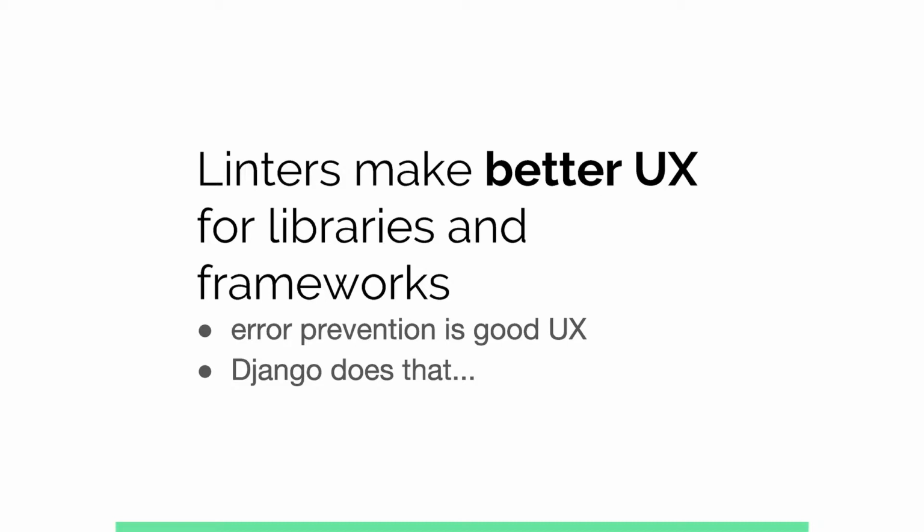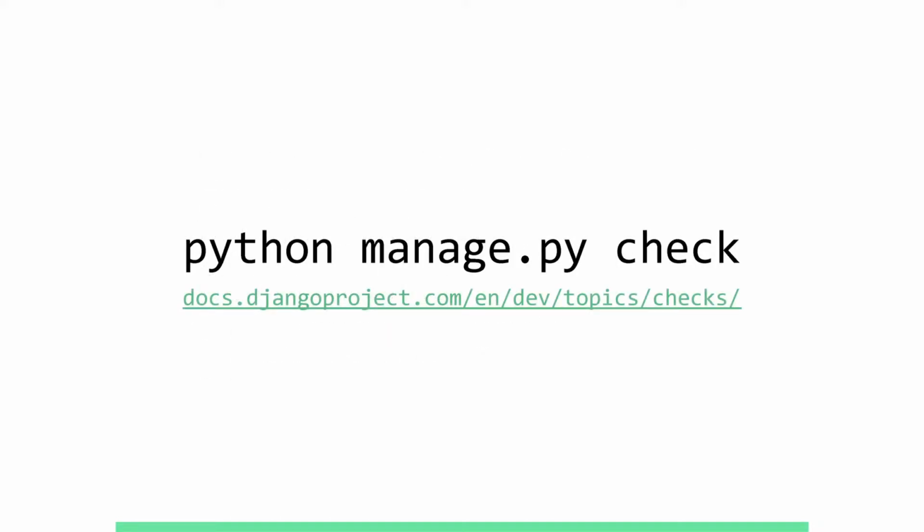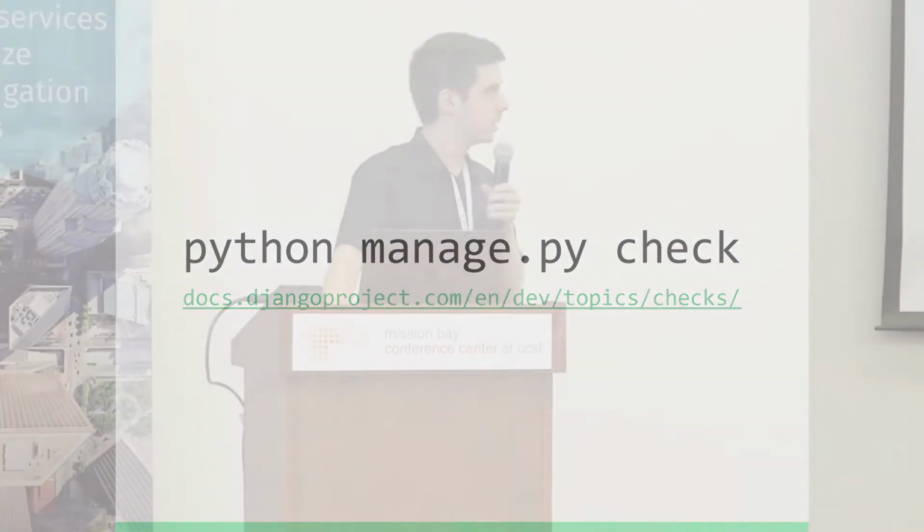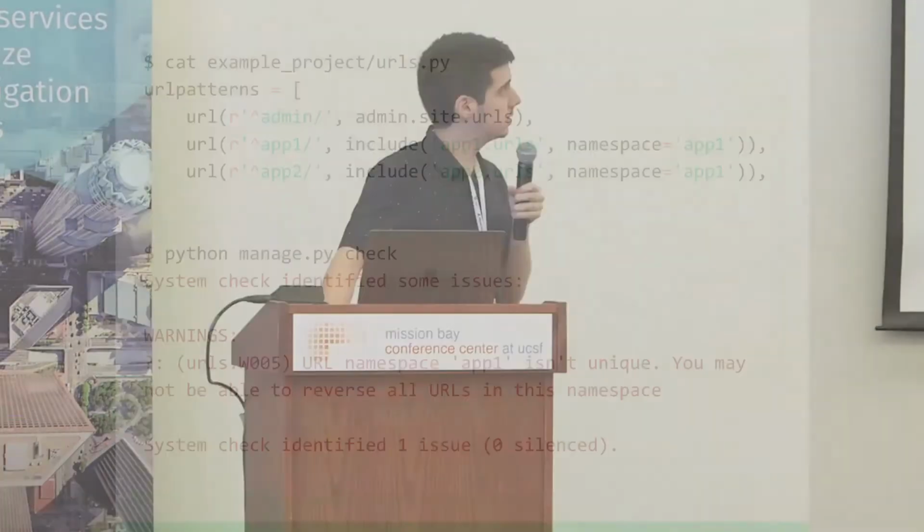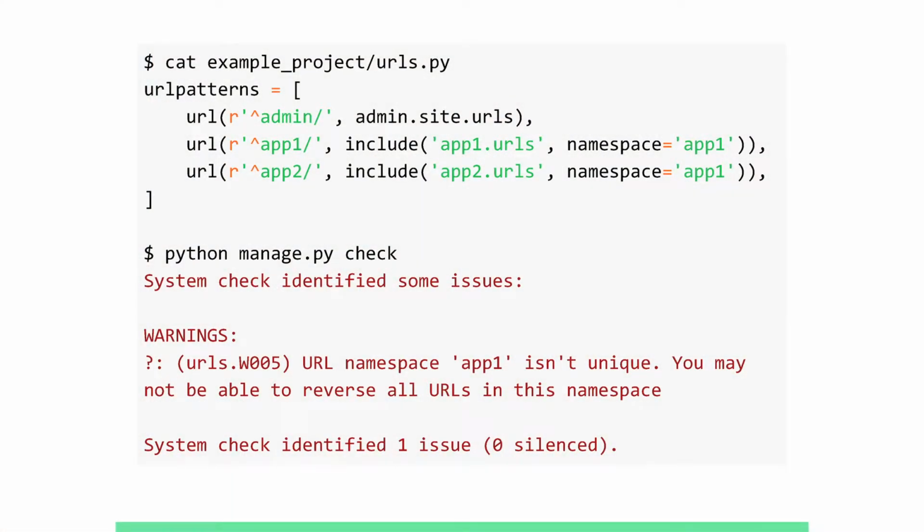So linters make a better UX for libraries and frameworks because error prevention is good UX. And Django does that. Many people don't know, but Django comes built in with a thing called the system check framework, which you can run like this, python manage.py check. And doing this, you can find some bugs and some problems that your code has.